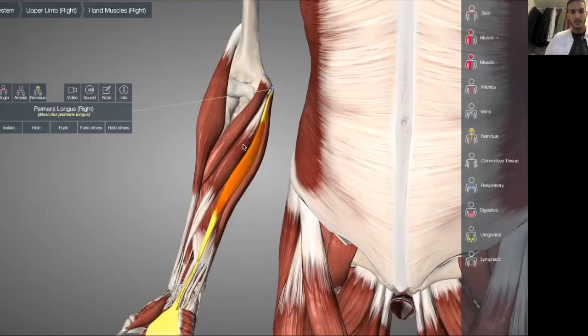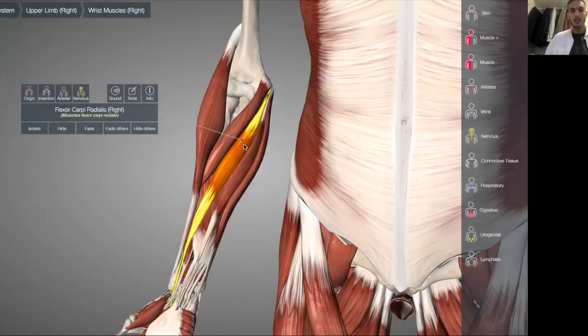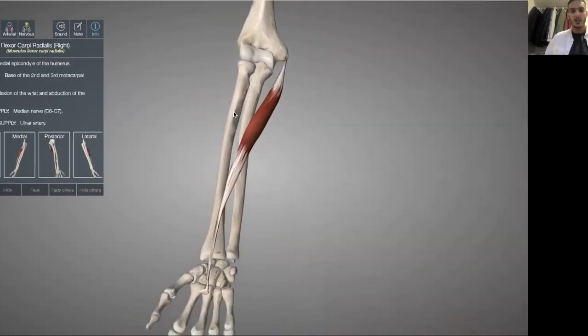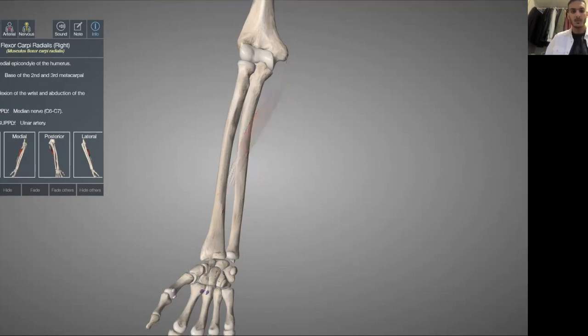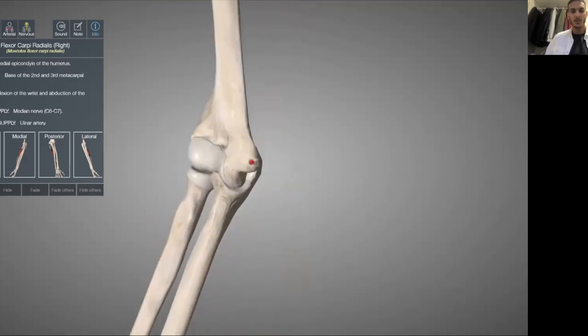All right, so that's the palmaris longus. The flexor carpi radialis. Flexor carpi radialis also originates from the medial epicondyle of the humerus. Okay, and then it goes on to insert on the base of the 2nd and 3rd metacarpal bones. So that's the position of it. The arterial supply is by the ulnar artery, and the nerve is supplied by the median nerve. What it does is flexion of the wrist and abduction of the hand.